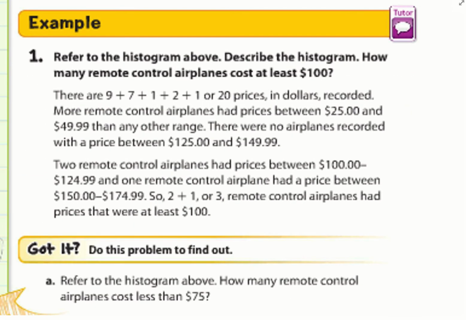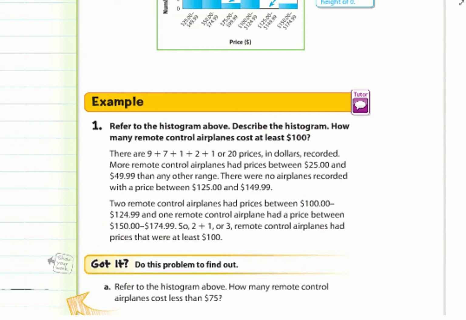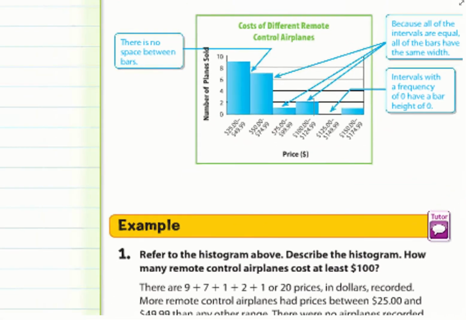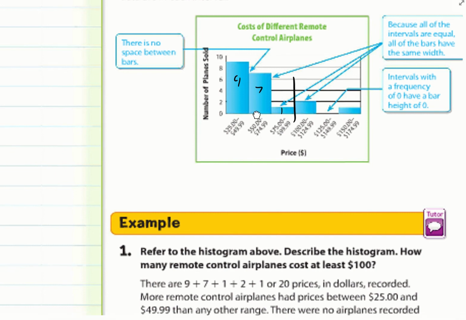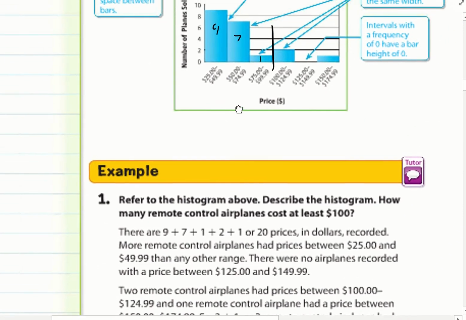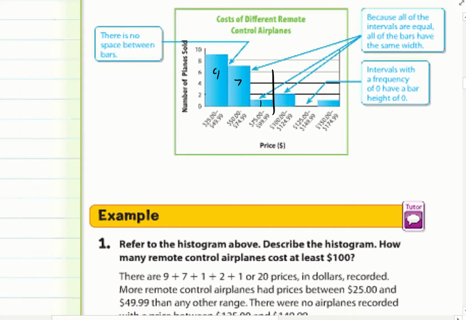So example 1. Refer to the histogram above. Describe the histogram. How many remote control airplanes cost less than $100? So if I want to go less than $100, I'm going to be doing everything on the left side of this line. So that's $99.99. Here's 1. That's 7 and 9. So we add all those together. Hold up. I'm sorry, I read that wrong.